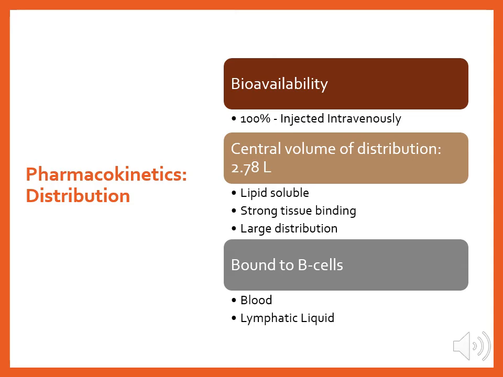Since Ocrelizumab is injected intravenously, it has 100% bioavailability. It also has a high central volume distribution of 2.78 liters. This indicates that Ocrelizumab has a strong tissue binding and is lipid soluble, allowing it to pass cell and blood barriers easily. Ocrelizumab binds to B cells in our blood and can also be found in our lymphatic liquid.